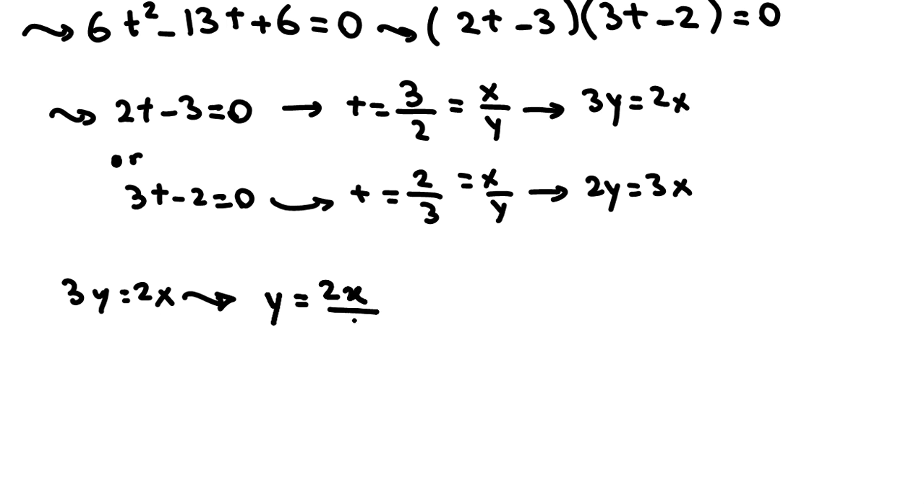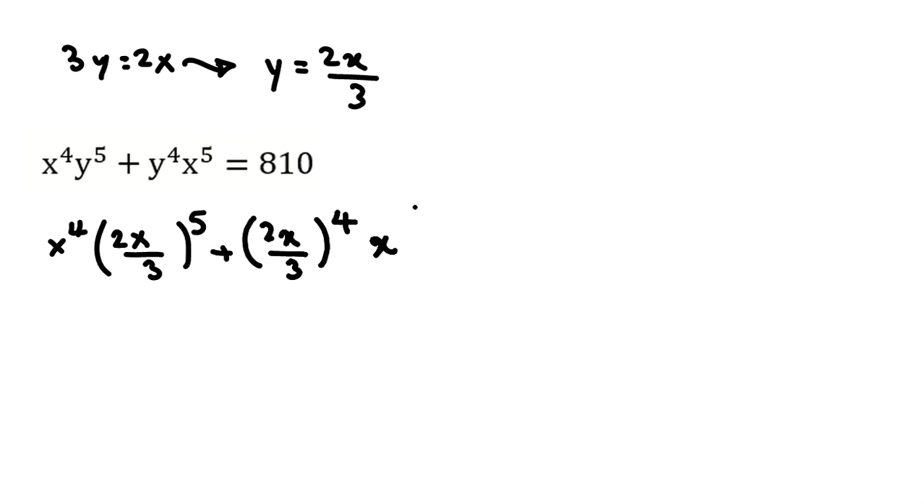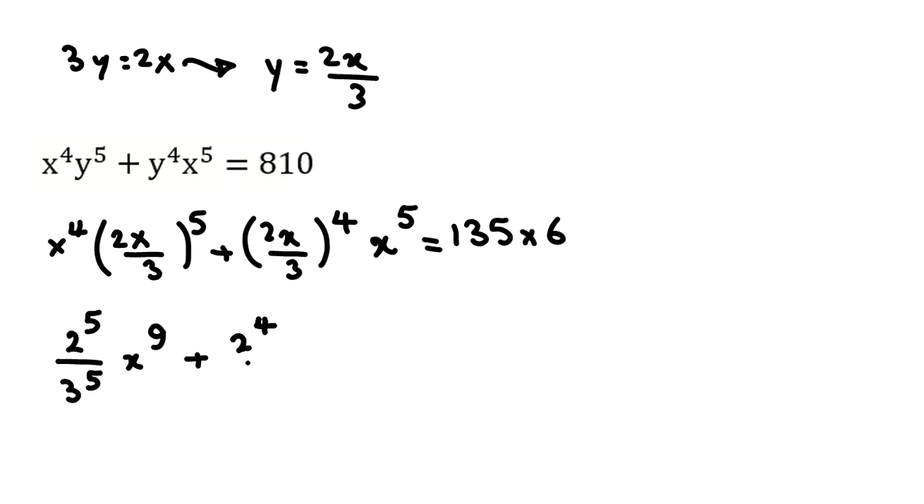You say y equal to 2x over 3. If I replace it in the first equation, I can say what? It is x to the 4 times y to the 5 plus y to the 4 times x to the 5, which is 135 times 6. I replace y with 2x over 3. Now, if I factor, the first one is 2 to the 5, 3 to the 5 times x to the 9, and the next one, 2 to the 4, 3 to the 4, x to the 9, 4 plus 5 is 9, equal to 135 times 6.